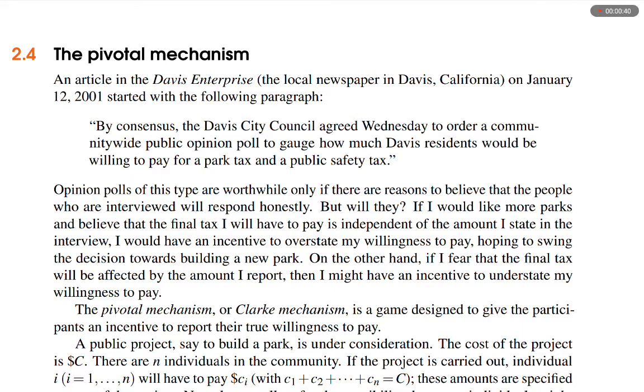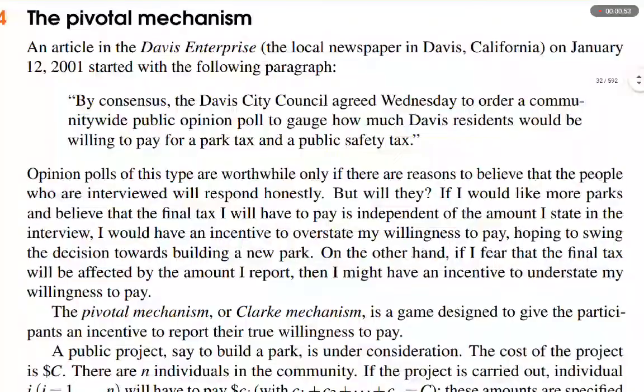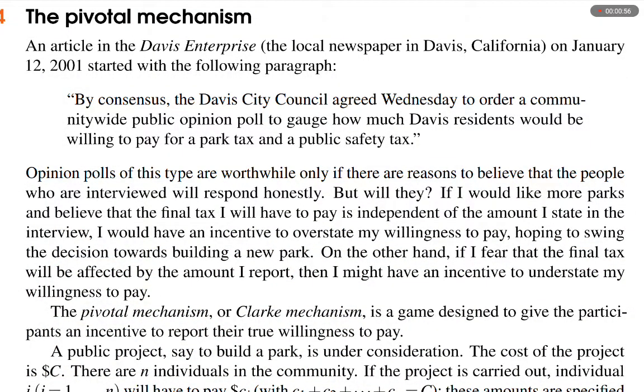Opinion polls of this type are worthwhile only if there are reasons to believe that the people who are interviewed will respond honestly. But will they? If I would like more parks, and I believe that the final tax I will have to pay is independent of the amount I state in the interview, I would have an incentive to overstate my willingness to pay, hoping to swing the decision towards building a new park.